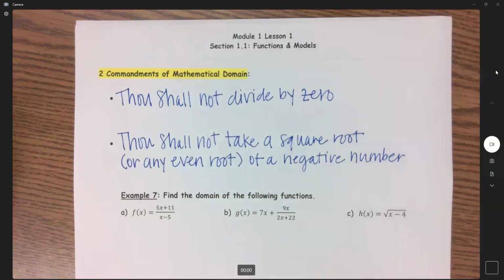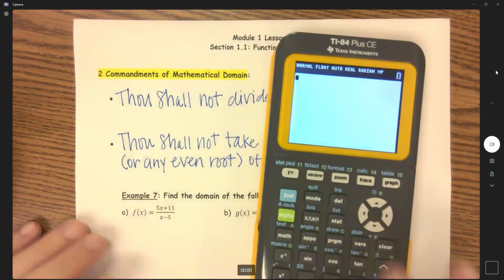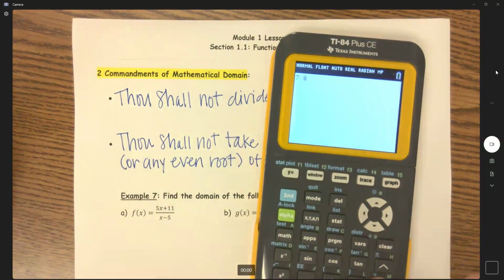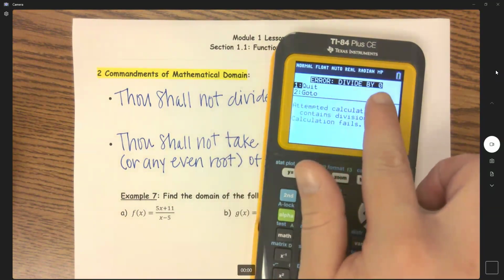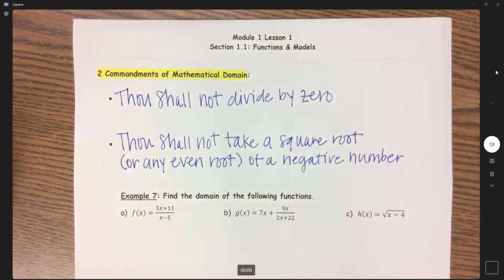And we can do that by knowing our two commandments of mathematical domain. So pause the video if you need to write this down. Your first mathematical commandment is thou shalt not divide by 0. If you put any number in your calculator, 7 divided by 0, you get an error. And why is that an error? Because you divided by 0. You cannot do that. Okay, so thou shalt not divide by 0.